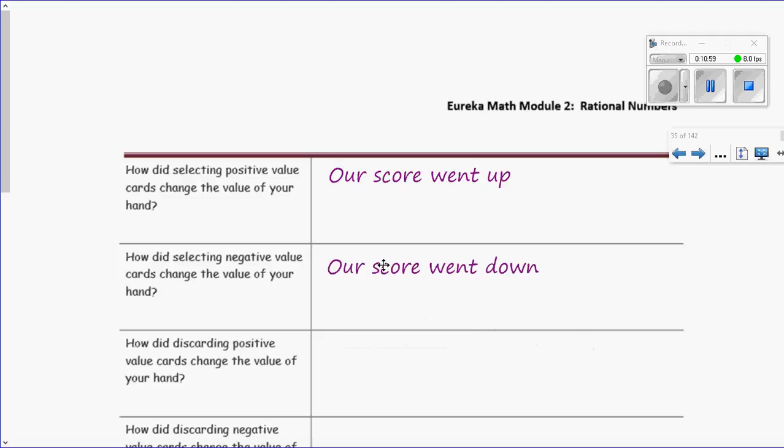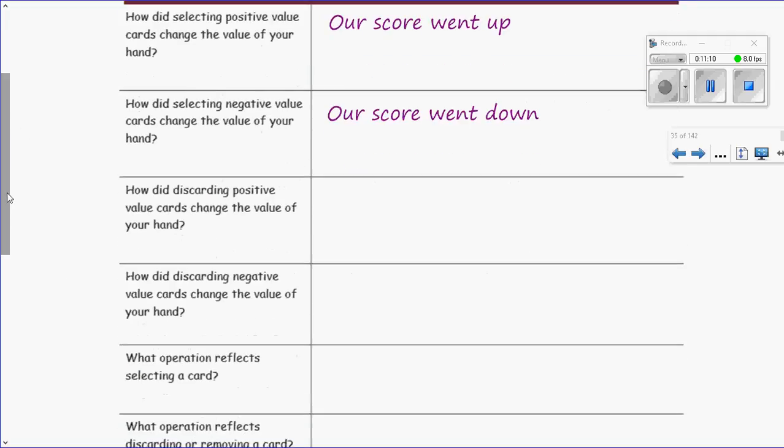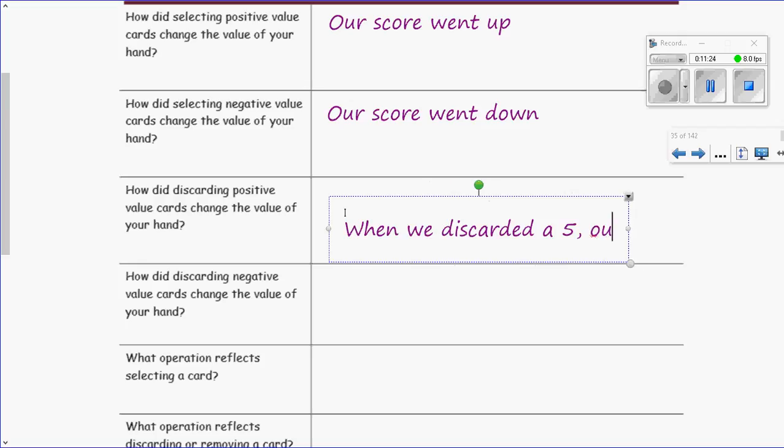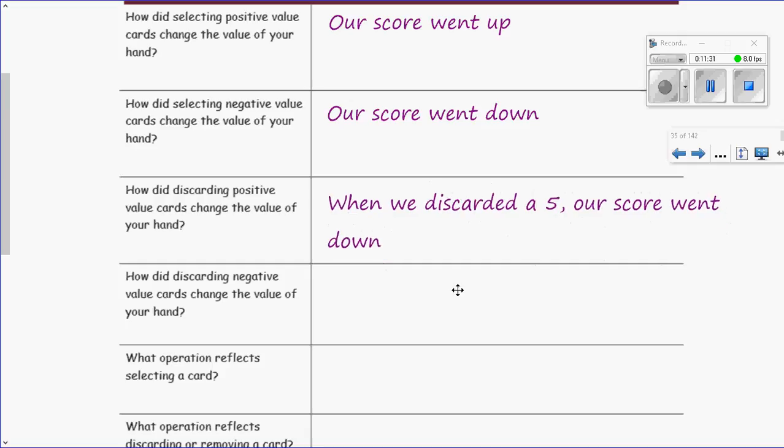Now we want to look at what happens when we discarded. The first question there says, how did discarding positive values change the value of your hand? So look at the parts where we discarded a positive. And it looks like we did that in round 2. We discarded a 5, and what happened to our score? When we discarded a 5, our score went down. And that kind of makes sense. We got rid of a positive 5, so our score went down.